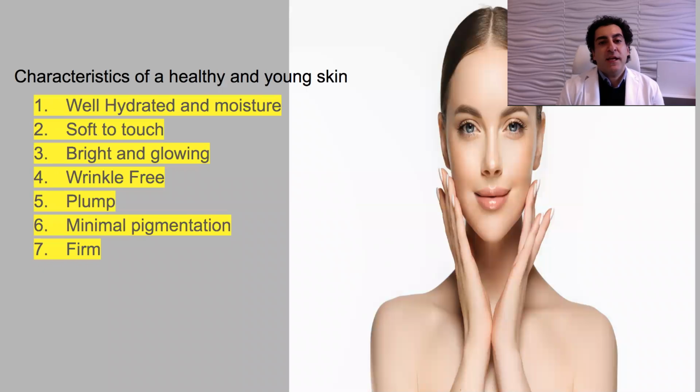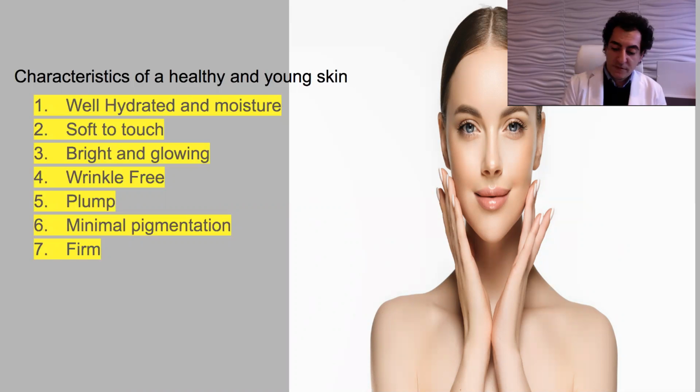So, the characteristics of healthy and young skin. We all want to have healthy and young skin, and what are the characteristics of that? Definitely, healthy and young skin is always well hydrated. It has good moisture, which means a very good balance between the oil and the hydration of the skin. It's soft to touch. It's always glowing and bright, and we have a lot of light reflex, not much shadowing. There are almost no wrinkles or very minimal wrinkles, and very minimal pigmentation, so we don't see pigmentation or any type of skin discoloration. It's nice and plump, it's firm, so it's not loose.